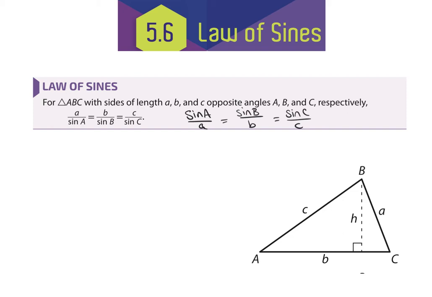You can look at the theorem of how they came up with it. If I were you, I would just memorize this. It's really easy to memorize, all right? This is what you're going to use if you do not have a right triangle, but you have an angle and a side opposite. Angle and a side opposite. Then you will be able to use law of sines.